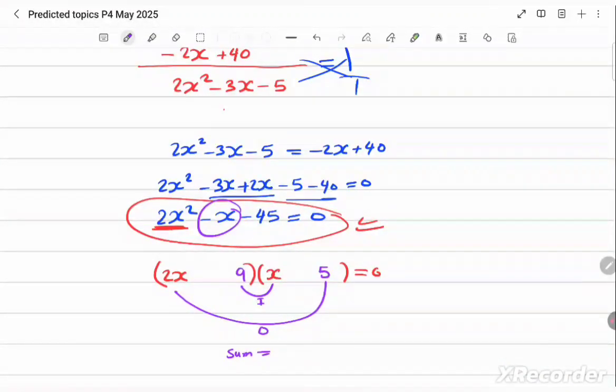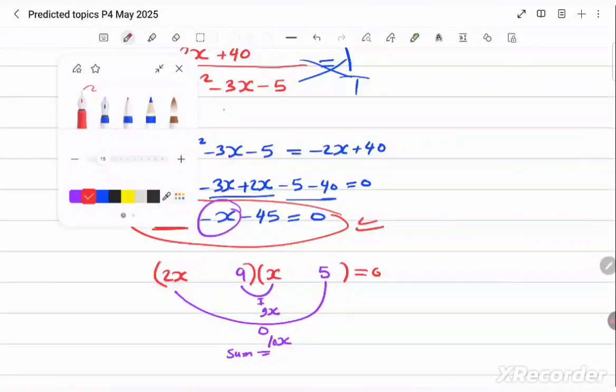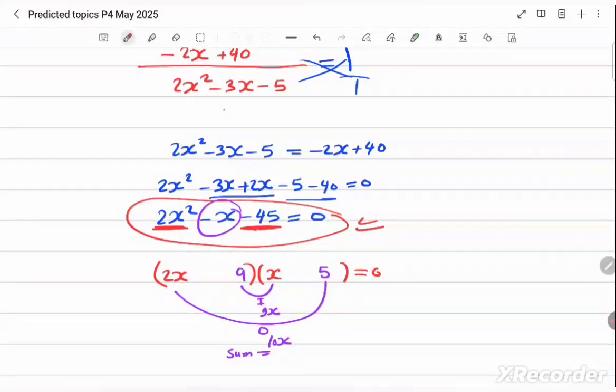If I multiply what's inside, I have here 9x. If I multiply what's outside, it's just 10x for now. Usually when you look at this negative 45 and it's negative, it means they have different signs. How can I decide which one is plus and which one is minus? I look at the middle. Usually the big number takes the sign of the middle.